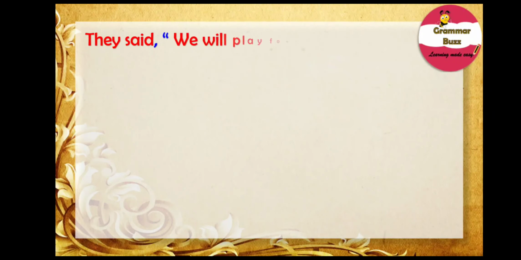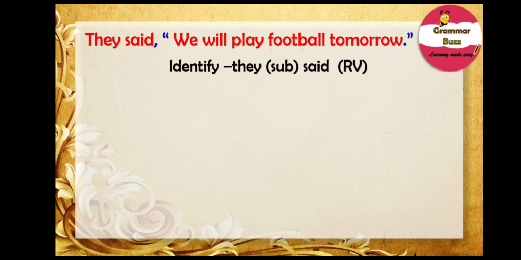Moving on with our next example, and that is, They said we will play football tomorrow. Let us start with the 6 steps of converting direct speech to indirect speech. The first step is of identification. In this sentence, they is the subject and said is the reporting verb. The second step is change of reporting verb. Since the reporting verb is said, it remains unchanged.